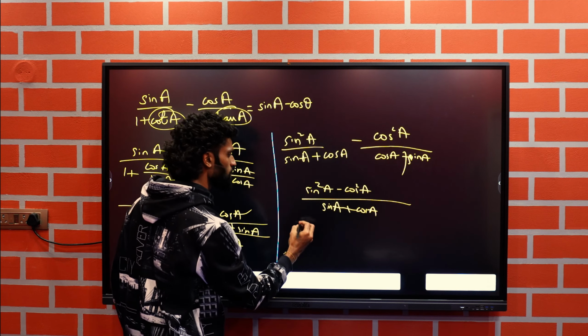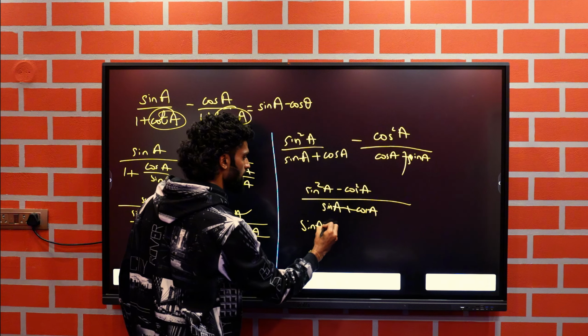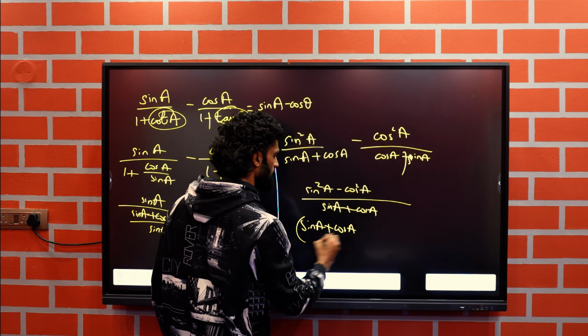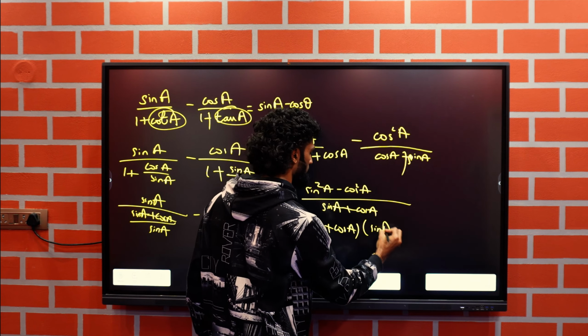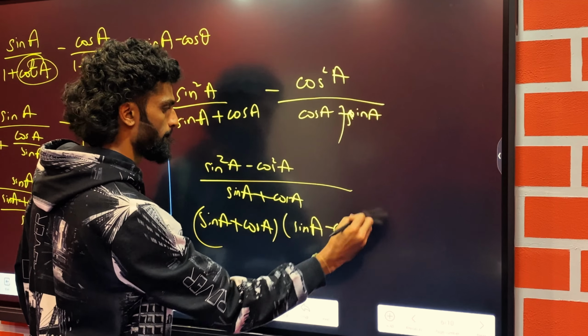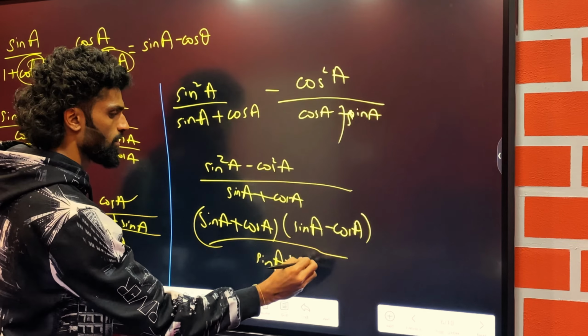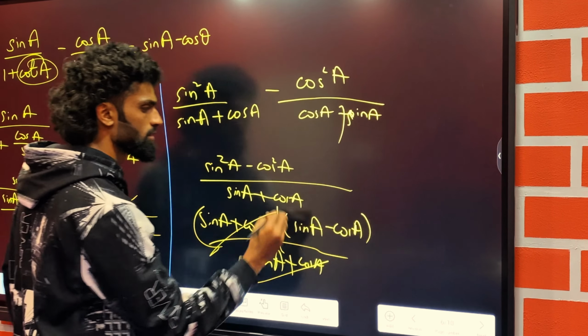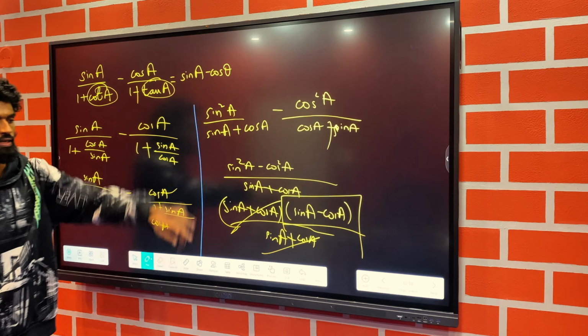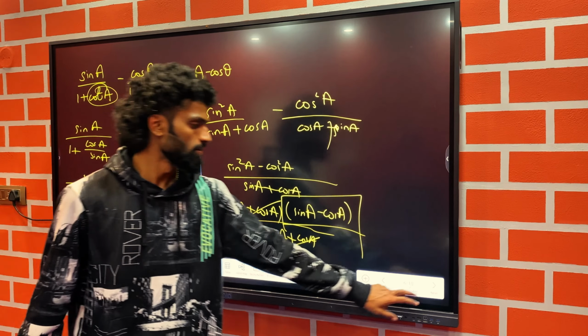A square minus B square in the numerator is nothing but A plus B into A minus B, by whatever is there as it is. What gets cancelled? The common part gets cancelled. This is your answer as your right hand side. That's it. Next question.